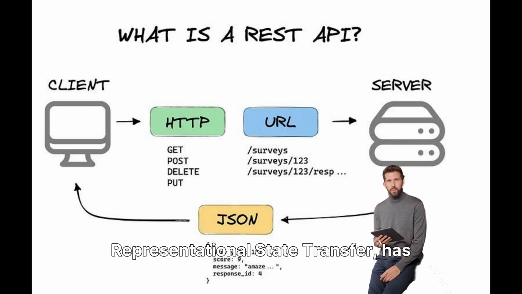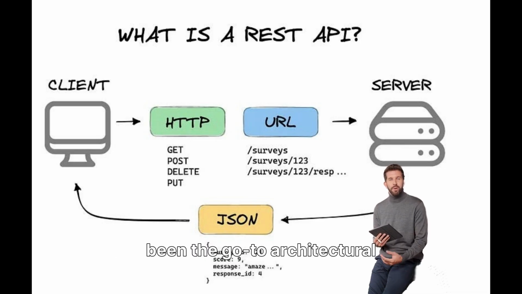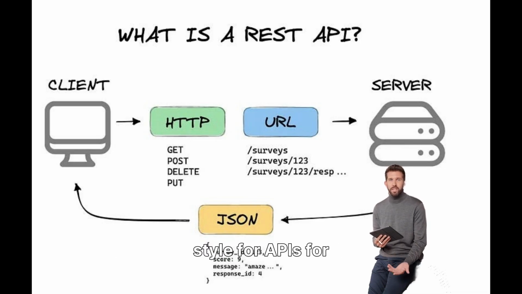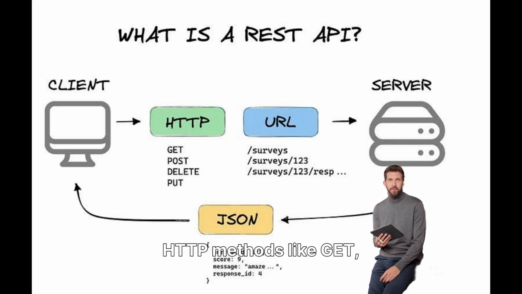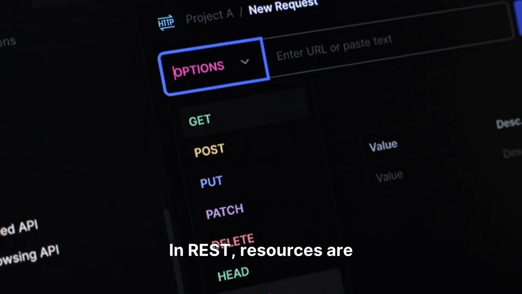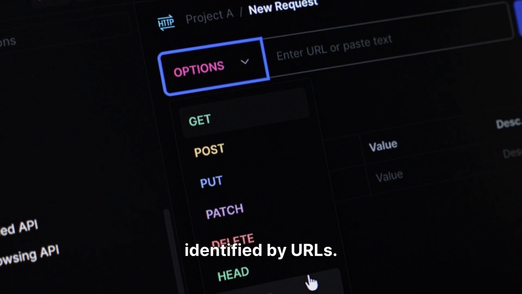REST, which stands for Representational State Transfer, has been the go-to architectural style for APIs for many years now. It's built around standard HTTP methods like GET, POST, PUT, and DELETE. Think of it as a way for applications to communicate over the web in a simple, stateless manner. In REST, resources are identified by URLs.